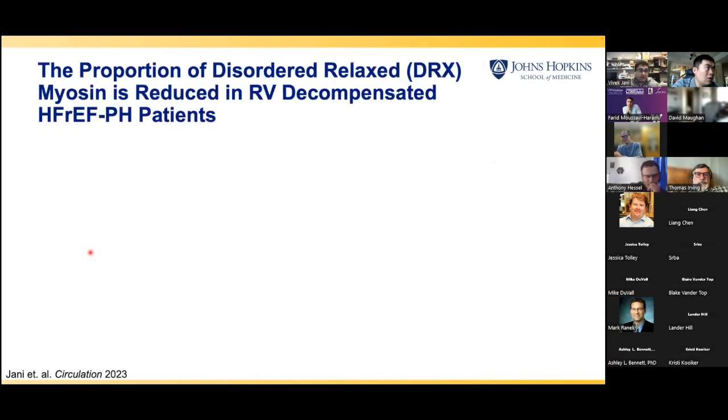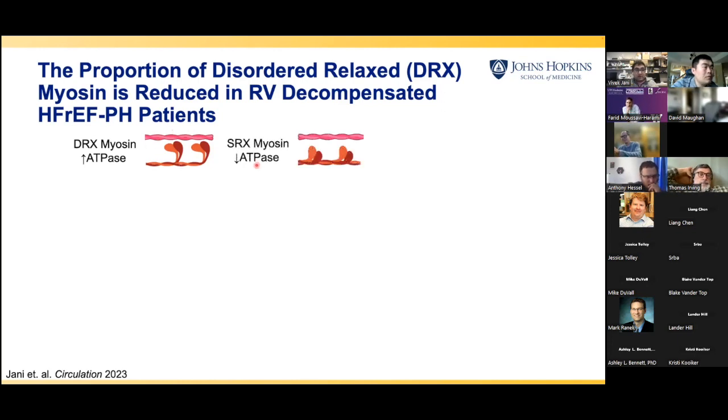Now, again, these aren't one-to-one, but disordered relaxed myosin has a higher ATPase activity, and in certain situations can correlate with a normal equatorial intensity ratio. And similarly, super relaxed myosin has a depressed ATPase activity, and again, in certain situations, it can correlate with the depressed equatorial intensity ratio. But this is not necessarily a one-to-one correlation, as demonstrated really nicely by Safi in his talk yesterday.